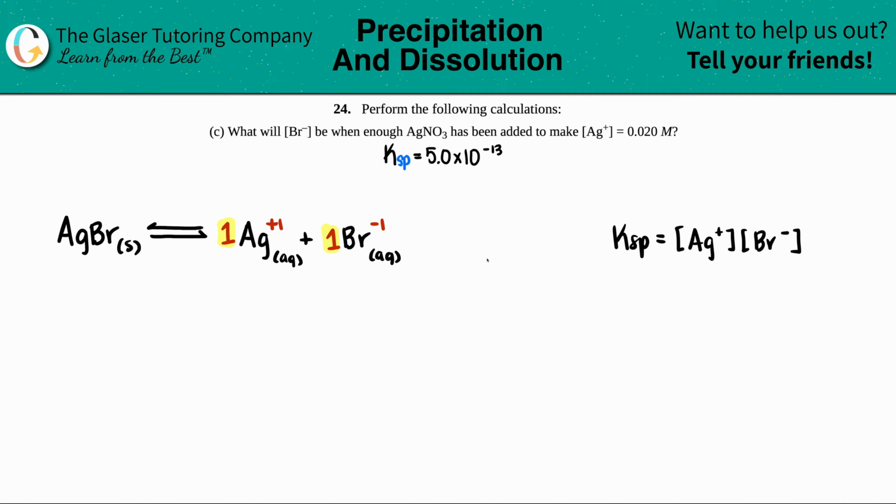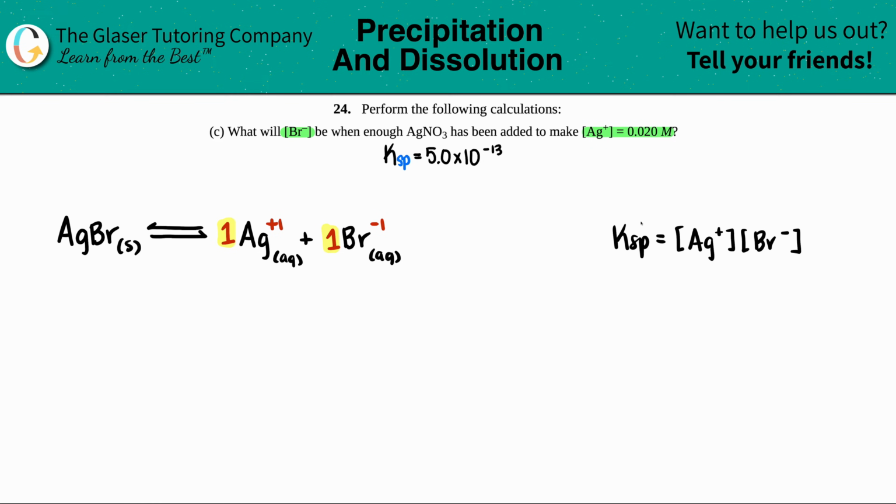24, perform the following calculations. And then we have letter C out of the bunch. It says, what will the bromide ion concentration be, the Br minus? What will it be when enough AgNO3 has been added to make the Ag concentration 0.02 molarity?